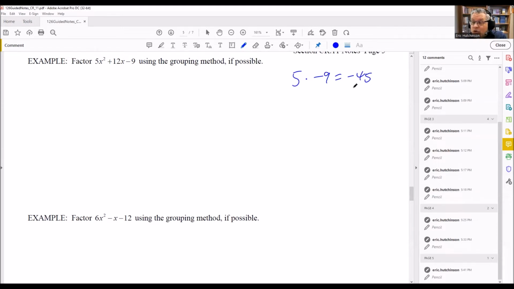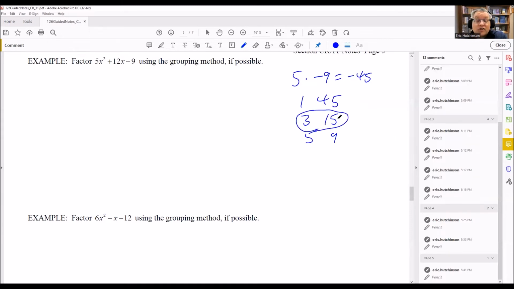So since this is negative, that means one of our factors is positive and one of them has to be negative. So here's the factors of just 45. It would be 1 and 45. We have 3 and 15 and 5 and 9. We want to find the pair that if you subtract them or add them together, we get 12. The only combination that allows us to do that will be the 3 and the 15.